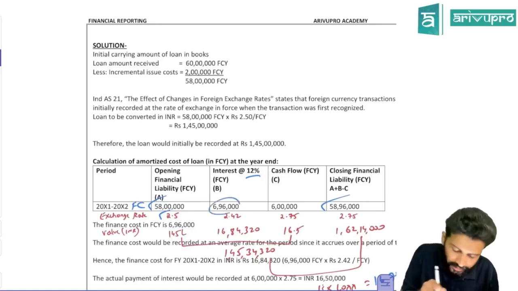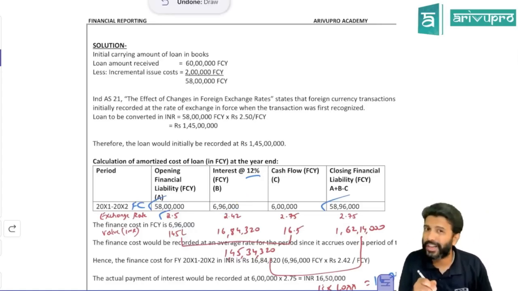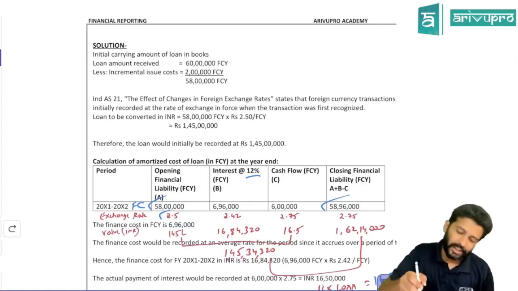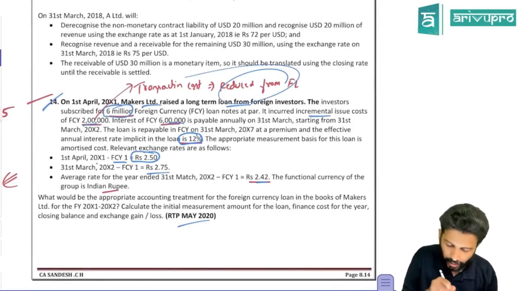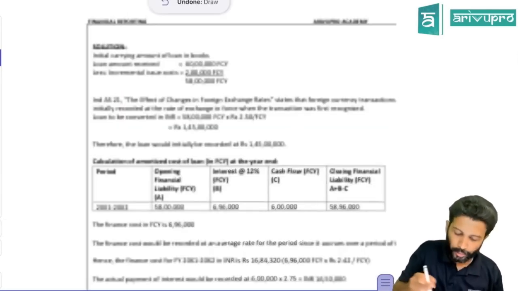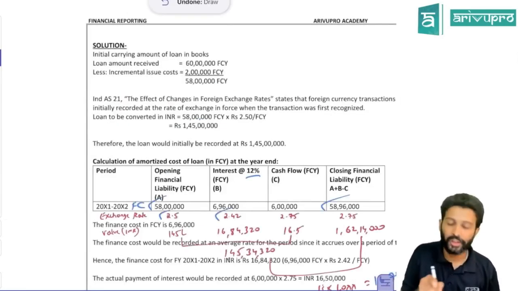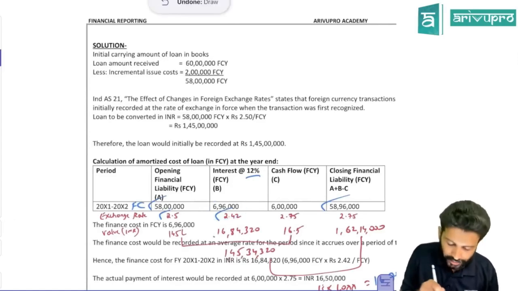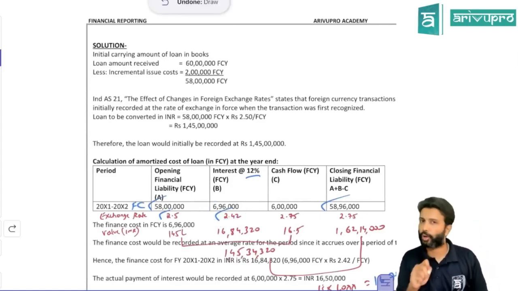That is one. There's interest. Interest is an item of income and expenditure. For income and expenditure, we use what rate? Average rate. Have they given the average rate? Yeah. How much is the average rate? One foreign currency is 2.42. So use 2.42 here. 6,96,000 into 2.42 will give you 16,84,320 in Indian rupees.